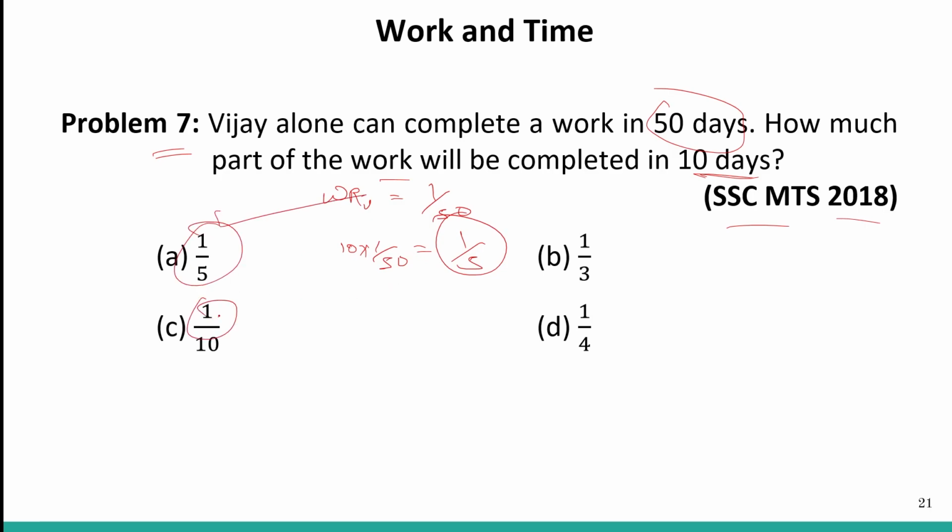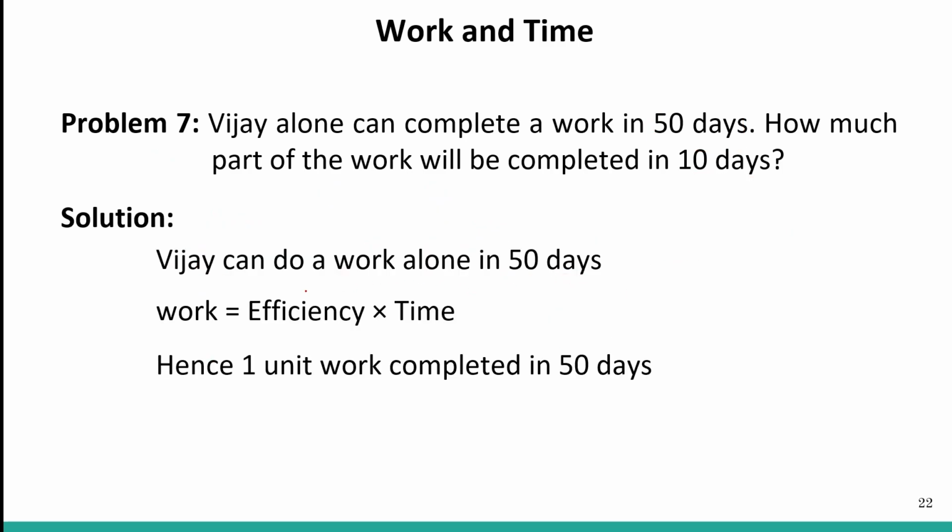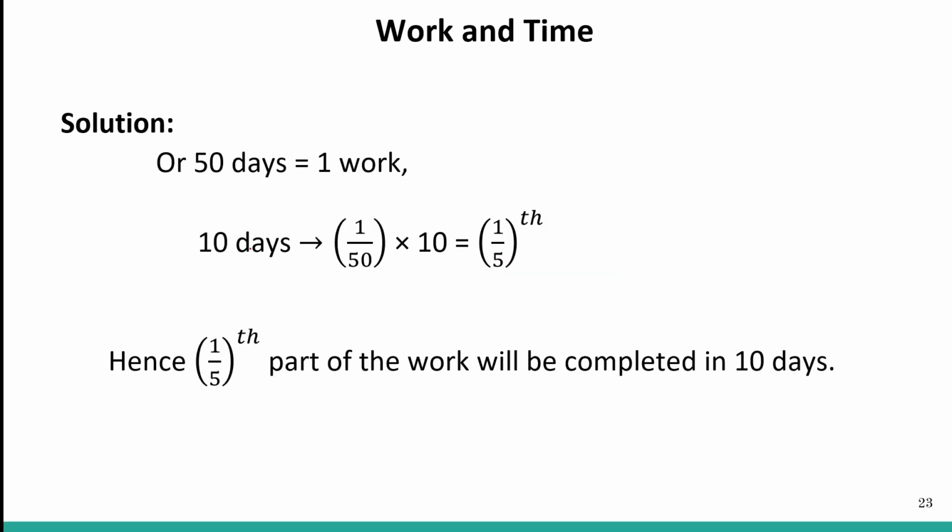This is the correct answer. These are all wrong answers. So the correct answer is 1 by 5. Vijay can do the work in 50 days, and work is equal to what? Efficiency into time. So 1 unit of work is completed in 50 days. So 10 days is equal to 1 by 50 into 10, which is 1 by 5th. So 1 by 5th of the work will be completed in 10 days.